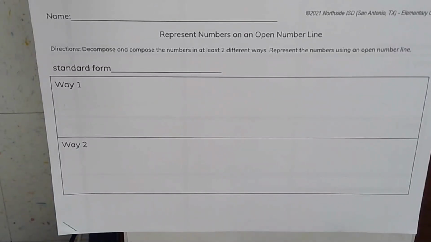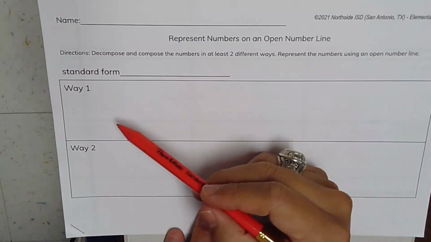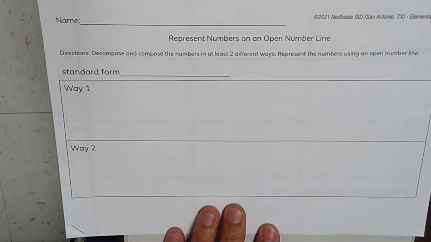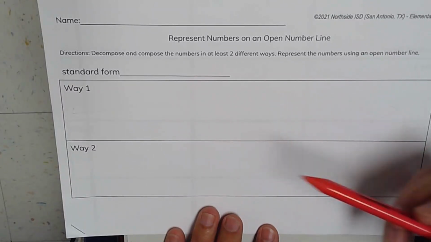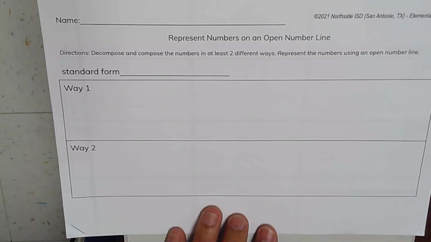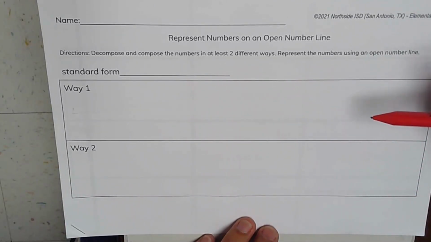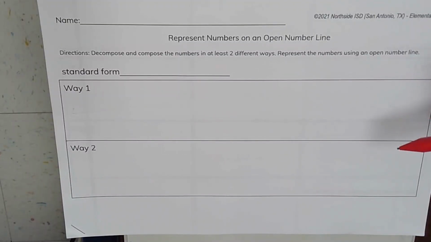Today in math, we'll be going over a new concept. We represent numbers on an open number line. We're still using our base 10 blocks and our place value disks, but this time we're going to be doing it on an open number line. We're going to be showing two ways of doing this. What I tell my kids is that an open number line is a model that we can use to represent the value of numbers. We will also use the empty number line to compose and decompose numbers in more than one way.